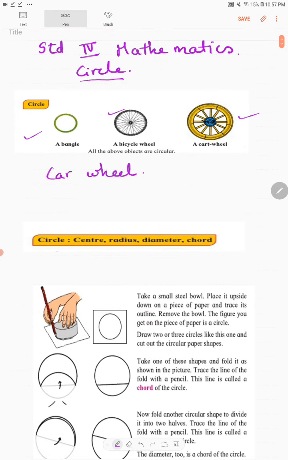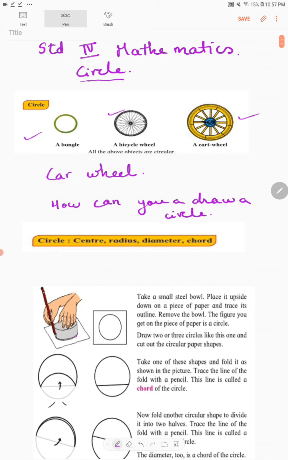Now how can you draw a circle? The most common way children draw is they take any circular thing and move the pencil around it, and a circle is formed. You can take a steel bowl or a bottle cap. You can take anything and draw a circle like this.